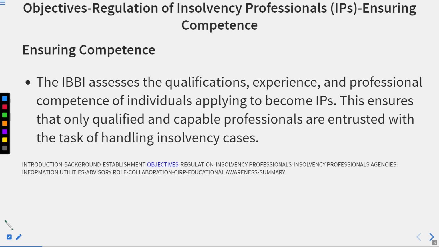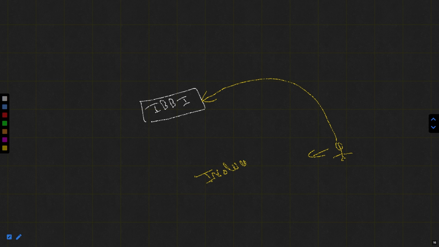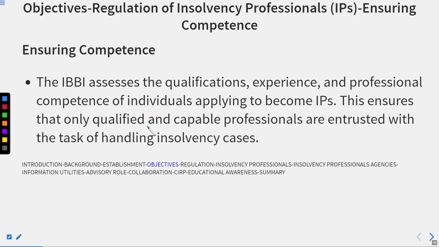Suppose this is the IBBI. This particular person files his application with the IBBI and says that he wants to become an insolvency professional. Now the question is, will the IBBI give the license to him or register him easily? Is there any criteria? Is there any scale on which that particular person will be assessed? So there is a particular criteria. And what is its criteria?